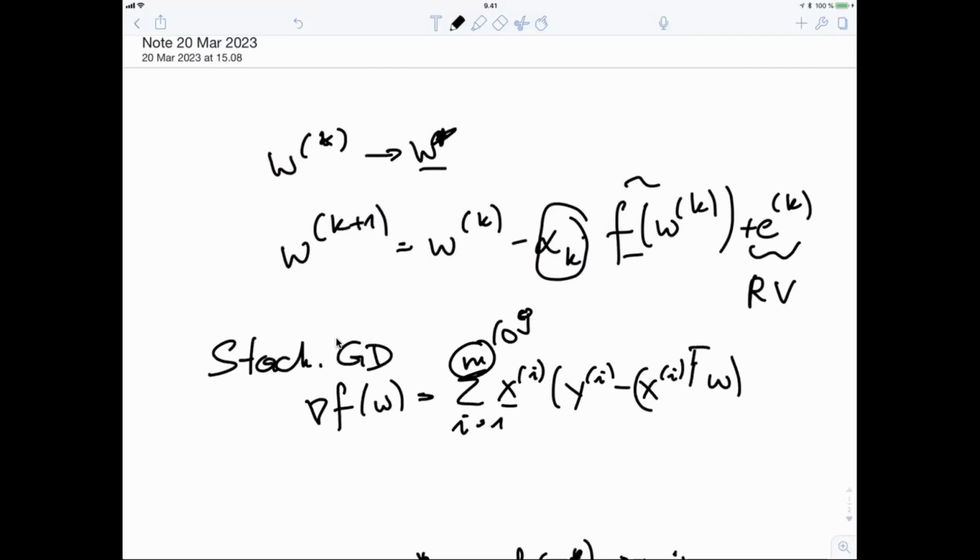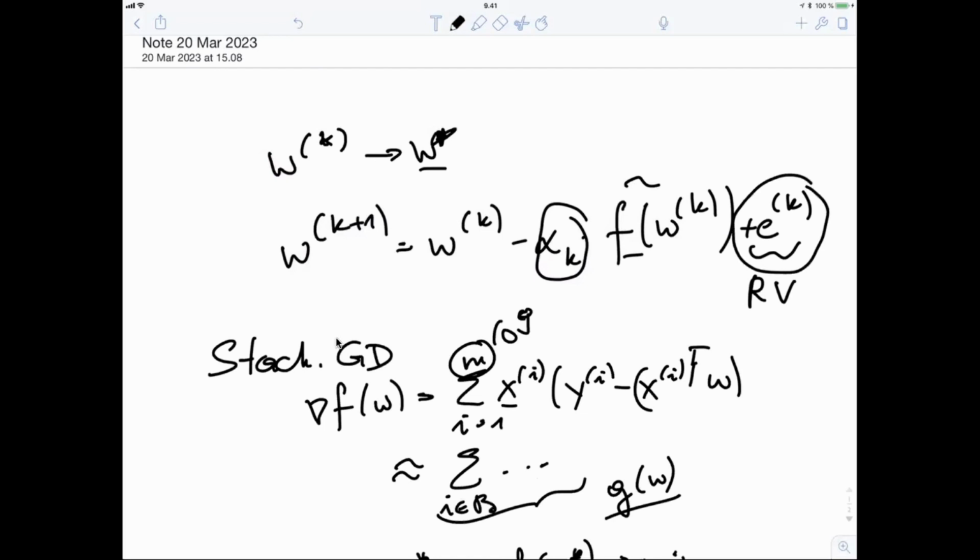So the gradient is a sum of many components, and we approximate it by using a subset or a batch of a small number of components and only sum over those. And this here is what I called a gradient approximation, a stochastic gradient approximation. And when you use such a stochastic gradient approximation, you essentially introduce an error term. So stochastic gradient descent is actually an instance of perturbed gradient descent.